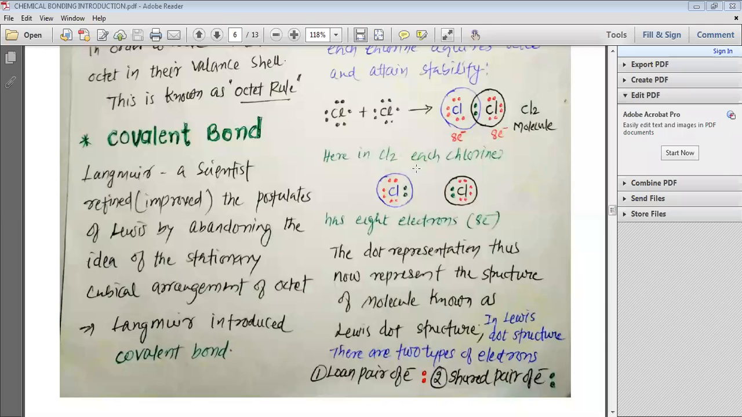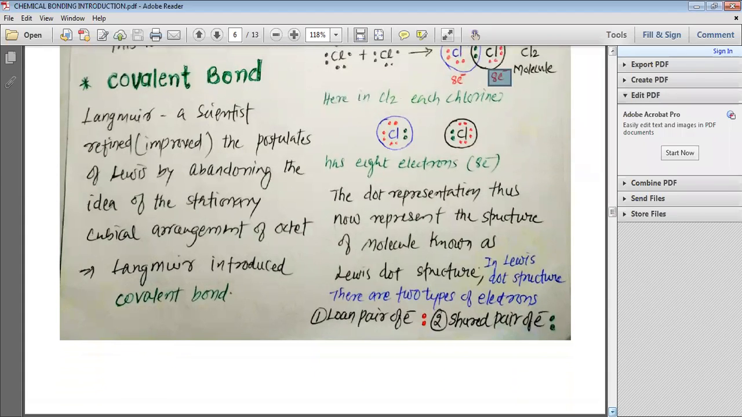And now, by sharing this electron, the shared pair of electrons, which is represented as green dots, is part of both the chlorine atoms. Thus from these two chlorine atoms, a chlorine molecule is formed by the type of bond known as the covalent bond, and here both chlorine atoms have 8 electrons each. You can see this chlorine has 8 electrons, this chlorine has 8 electrons, and ultimately their octet is achieved.